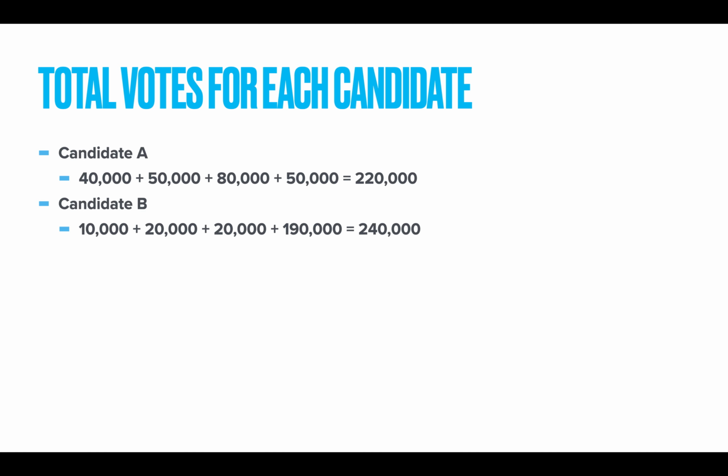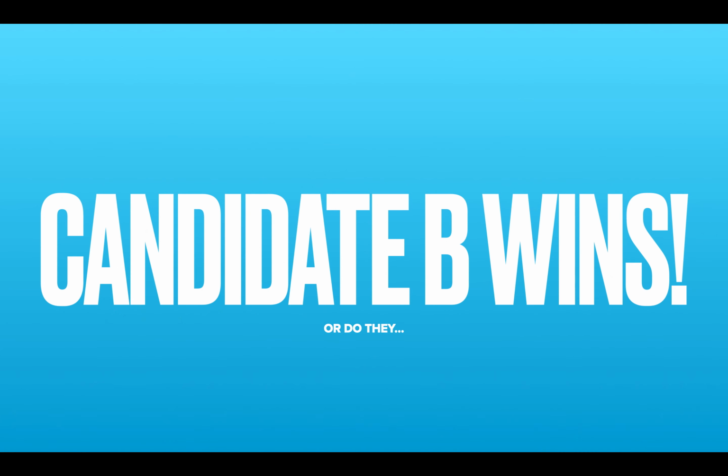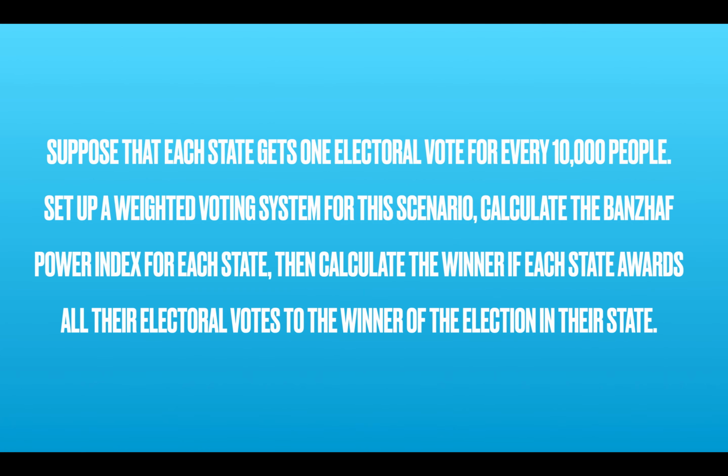To add candidate A, it's 40,000 plus 50,000 plus 80,000 plus 50,000, which equals 220,000. For candidate B, you add 10,000 plus 20,000 plus 20,000 plus 190,000 to get 240,000 votes. So candidate B wins. Or do they?